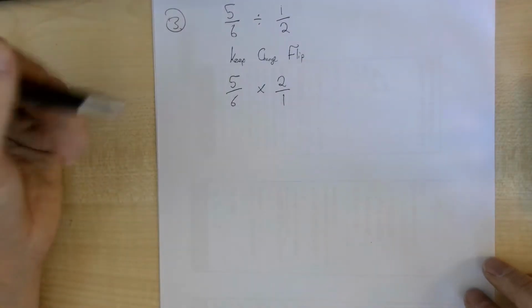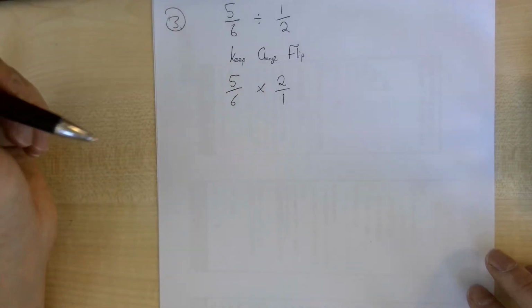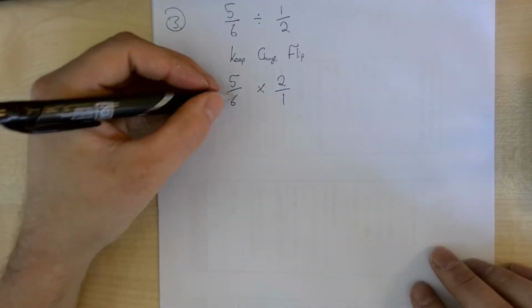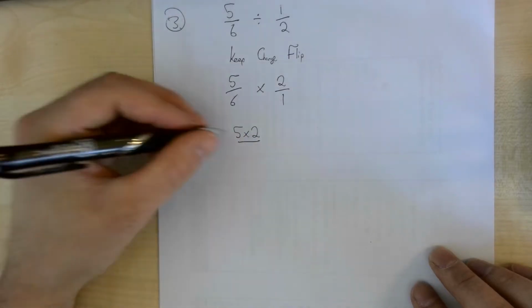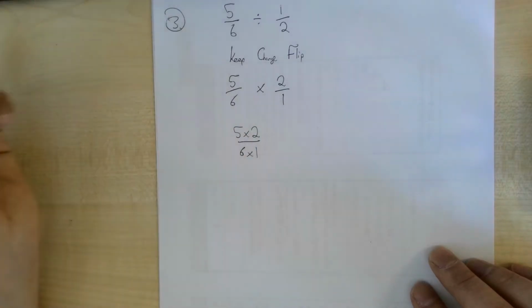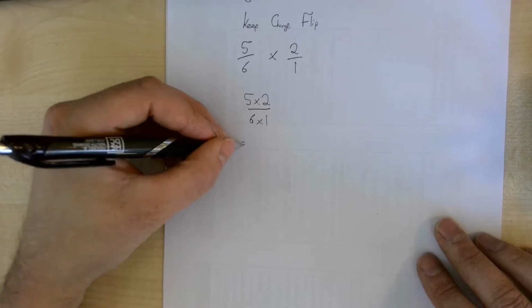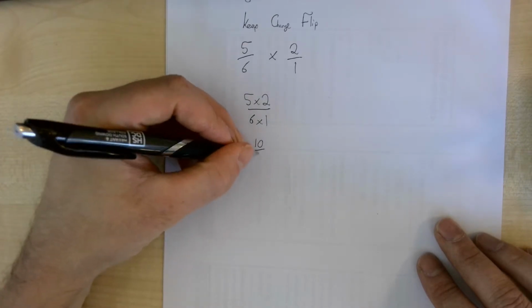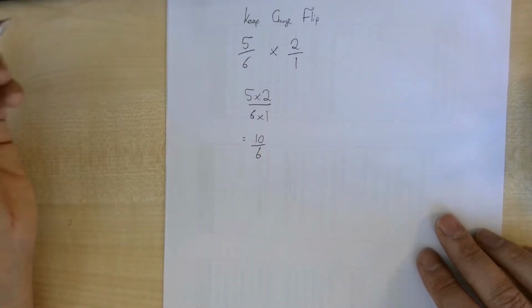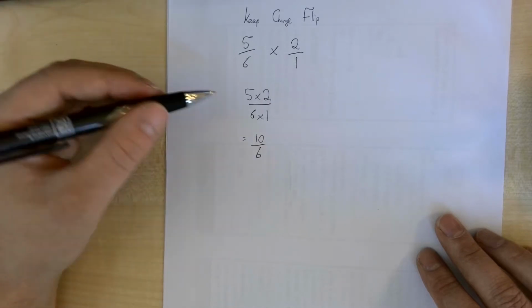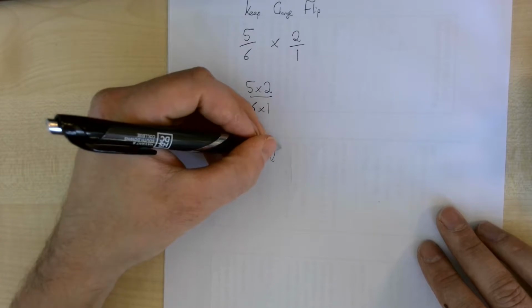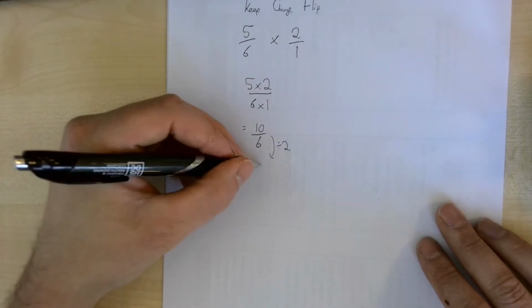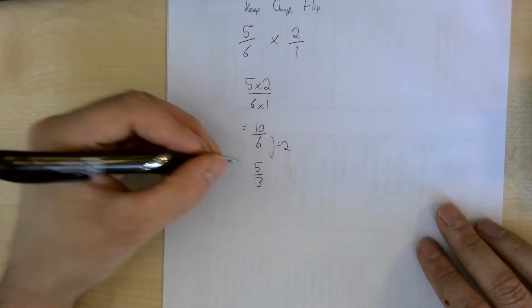Now what we've got is a multiplication calculation. So as we did before, 5 times 2 over 6 times 1. So we end up with 10 over 6, which isn't nice, obviously. We can simplify that, and it is top heavy. Let's simplify it first. Divide them both by 2. So we get 5 over 3.